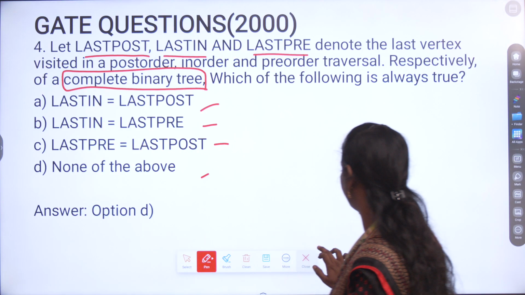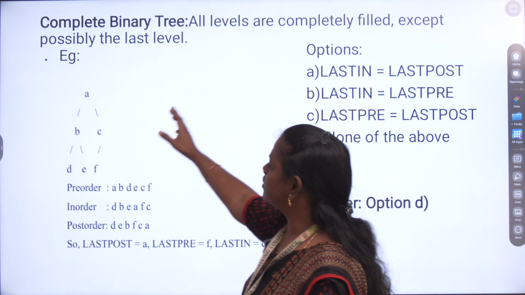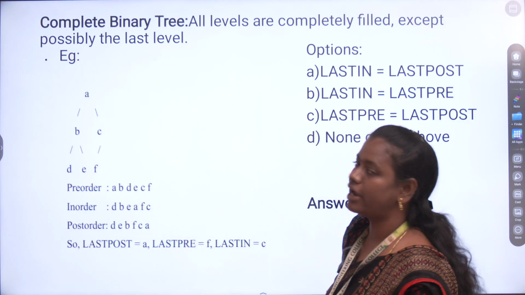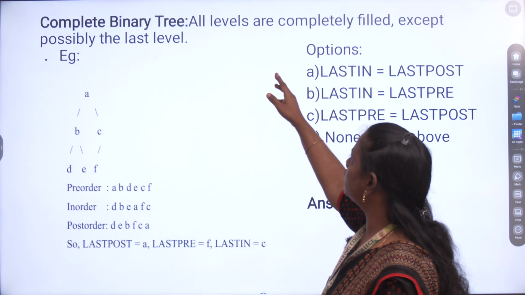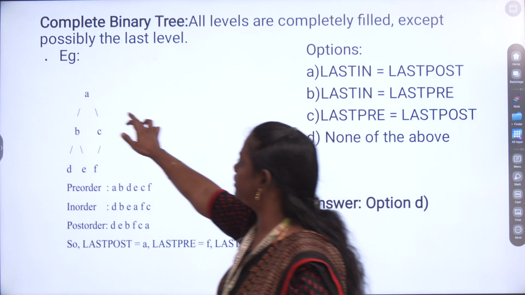Okay, let's see. Consider this is your complete binary tree. Your complete binary tree is nothing but here all the levels are completely filled except possibly the last one. Here consider this is your level 1.